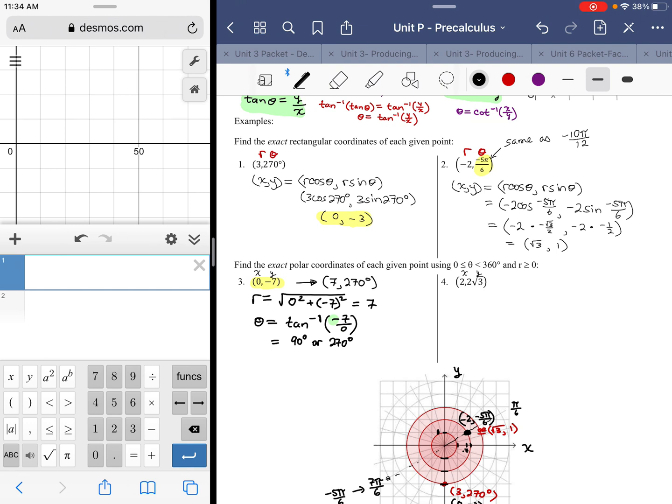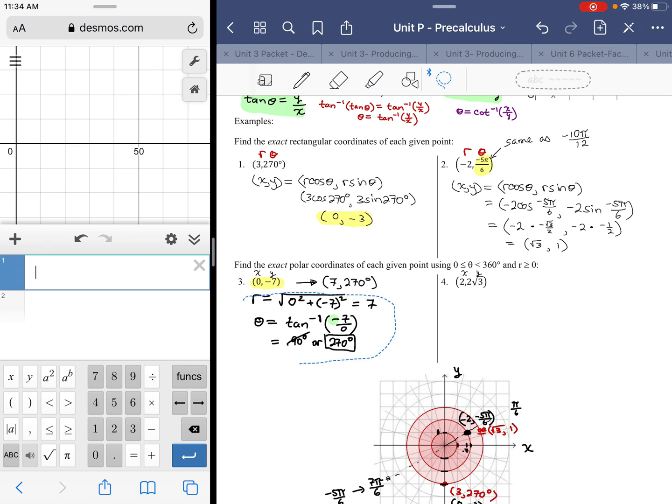So the question would be, well, which one is it? And the answer to that question would be, well, where does 0, -7 plot? Do you plot it up or do you plot it down? Do you go up 7 units or do you go down 7 units? You go down 7 units, so therefore it should be the 270. All right, so it's as simple as that.